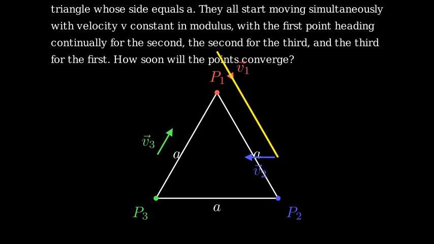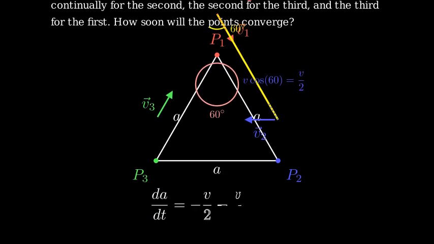The angle between the velocity vector of point P1 and this side is 60 degrees. This is because in an equilateral triangle, each interior angle is 60 degrees, and the velocity of point P1 is directed toward point P2. Now, we need to find the component of the velocity that contributes to reducing the side length. The component of point P1's velocity along the direction of the side is v times cosine 60 degrees, which equals v times 1/2, or v over 2.